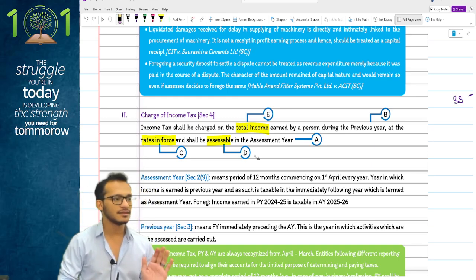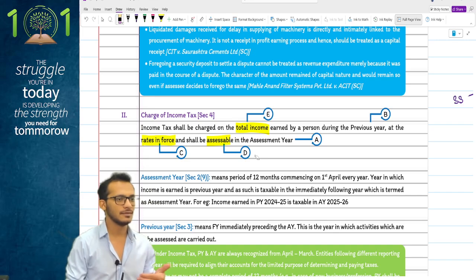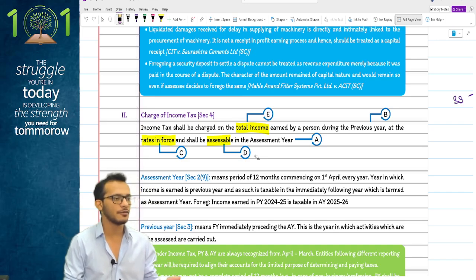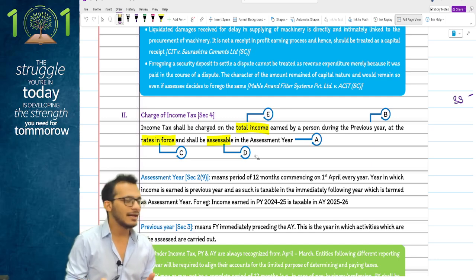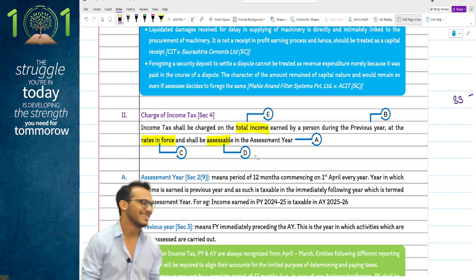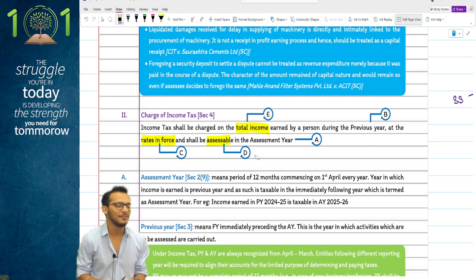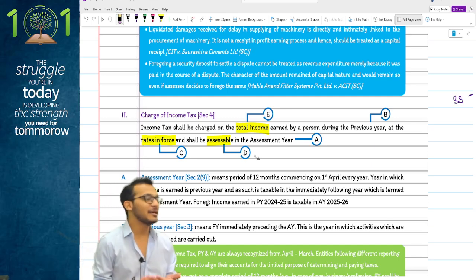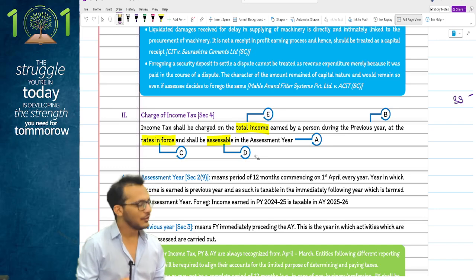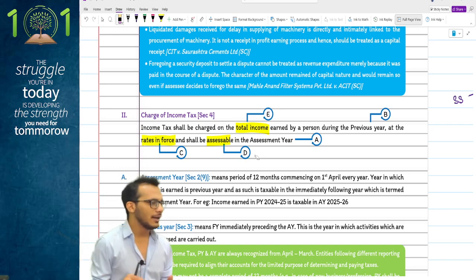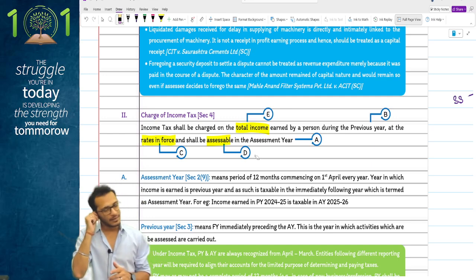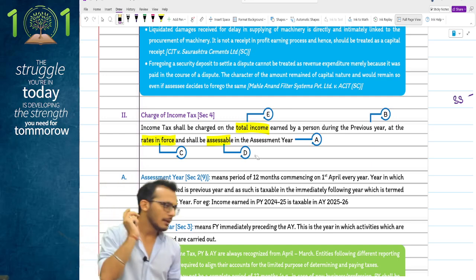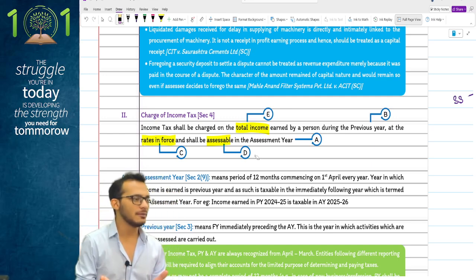Rahul, is assessment year lesser than 12 months? False. Assessment year is always for a period of 12 months. Can assessment year be more than 12 months? No. Can assessment year be less than 12 months? No. Assessment year is always for a period of 12 months starting from April up to March. Rahul, can previous year be more than 12 months?